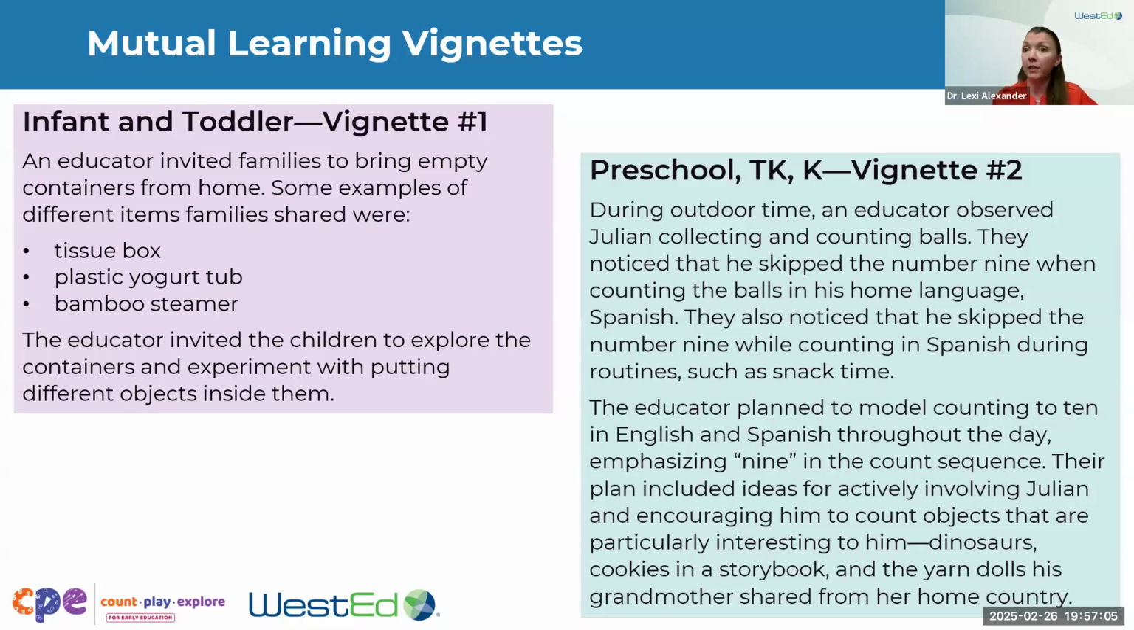So the educators are responsive to this, and they are intentional about ways that they can support a child's understanding of the count sequence by finding different opportunities to practice counting and to model counting up to 10, really emphasizing that use of 9 and helping him to understand how to move through the count sequence in both English and Spanish. We also see educators leaning on this child's interests to, again, enhance engagement and encourage his participation in that process.